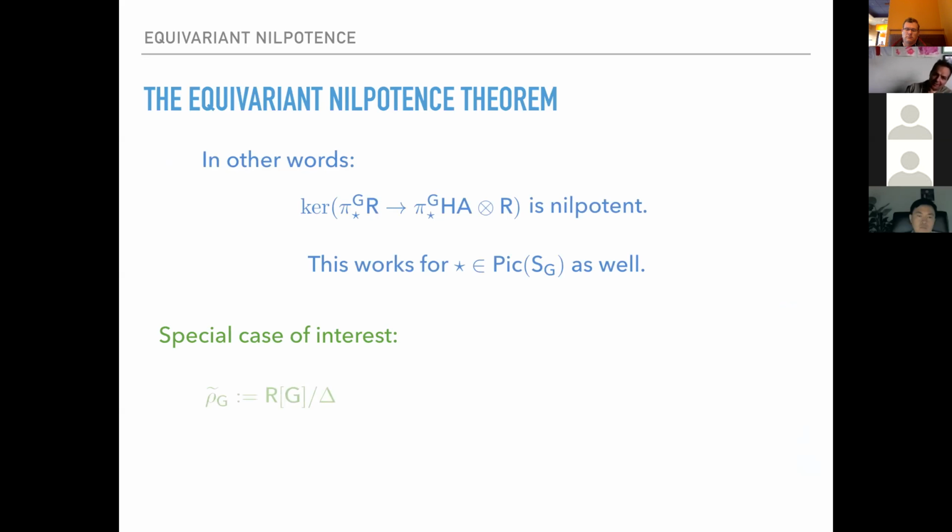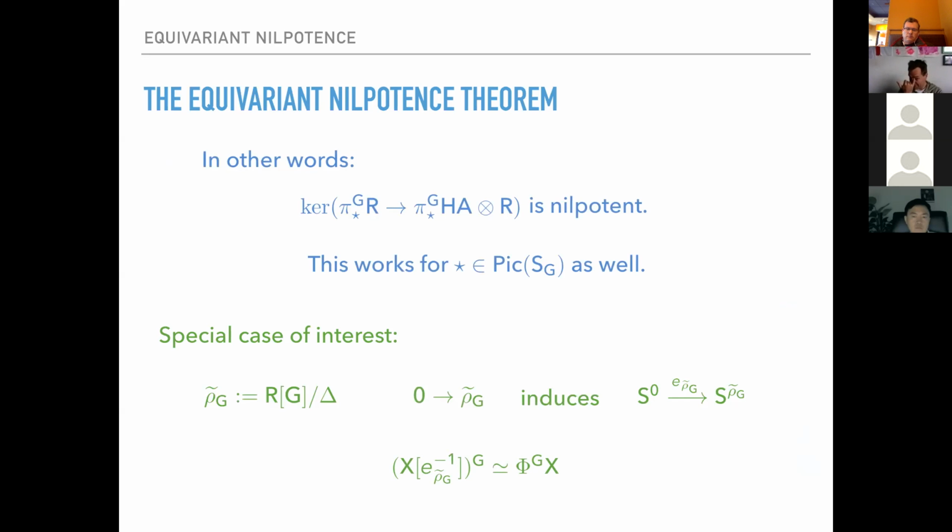So a special element that we might be interested in is where I take the reduced regular representation. So I just quotient the regular representation by the diagonal, the trivial representation inside of there. Then the induced map from including 0 into this vector space induces a map between the one-point compactifications, this equivariant Euler class. Should we write E rho tilde G.